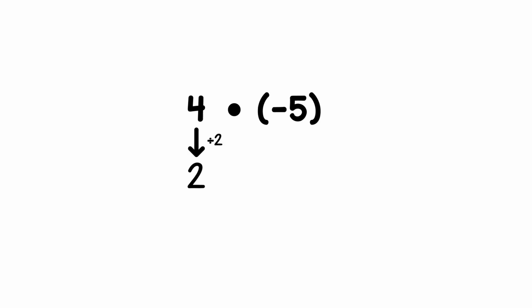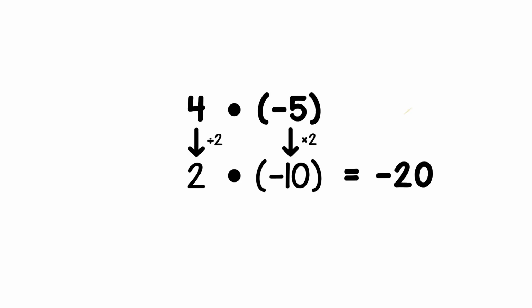This strategy also works with integers, but be sure to keep track of the signs. Try 4 times negative 5. Halve the 4. 4 divided by 2 equals 2. Double the negative 5. Negative 5 times 2 equals negative 10. Now multiply. 2 times negative 10 equals negative 20. The strategy works the same, but the sign matters.